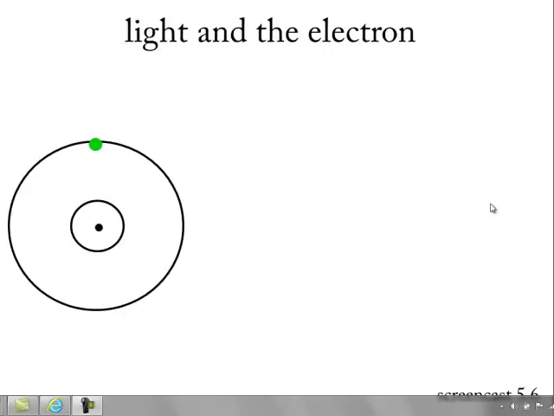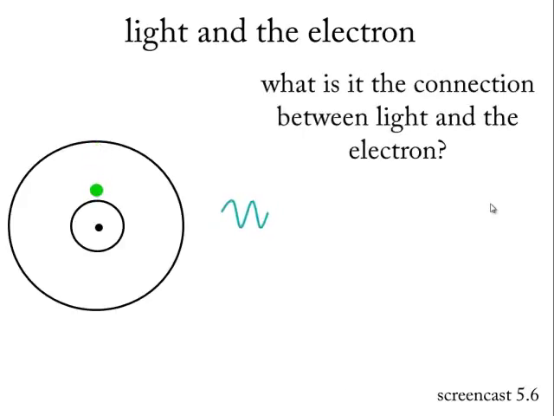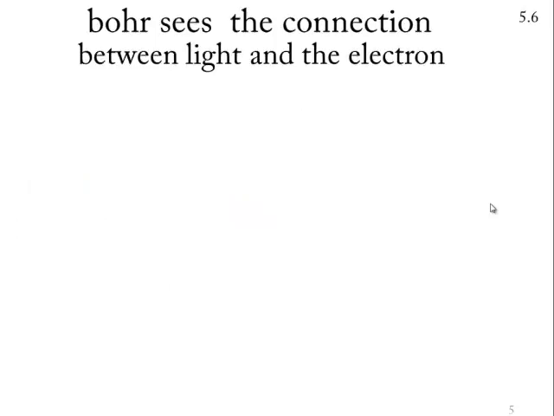Light and the electron. In this screencast, we'll show the relationship between light and how it led to the discovery of where electrons are in the atom. This little imagery here, I hope, will give you some idea of the big discovery that Niels Bohr made. What is that connection? You're going to see what it is in this screencast, which is 5.6.